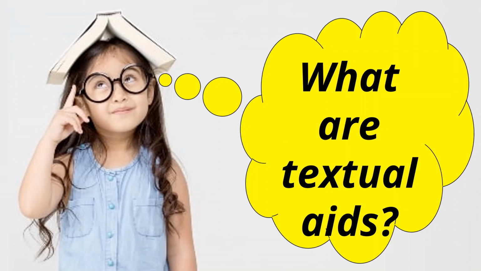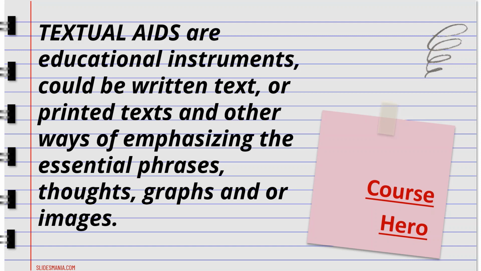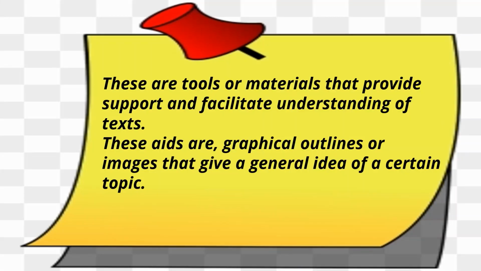First, we have to know what are textual aids. According to Course Hero, textual aids are educational instruments which could be written text or printed texts and other ways of emphasizing the essential phrases, thoughts, graphs, and/or images. Textual aids are tools or materials that provide support and facilitate understanding of texts. These aids are graphical outlines or images that give a general idea of a certain topic.